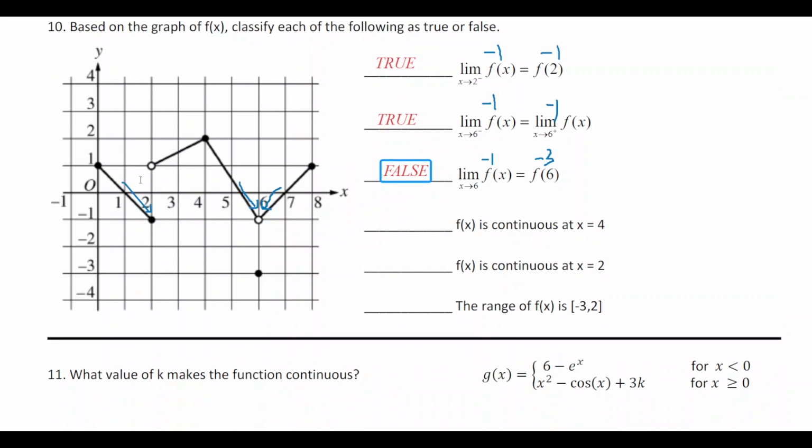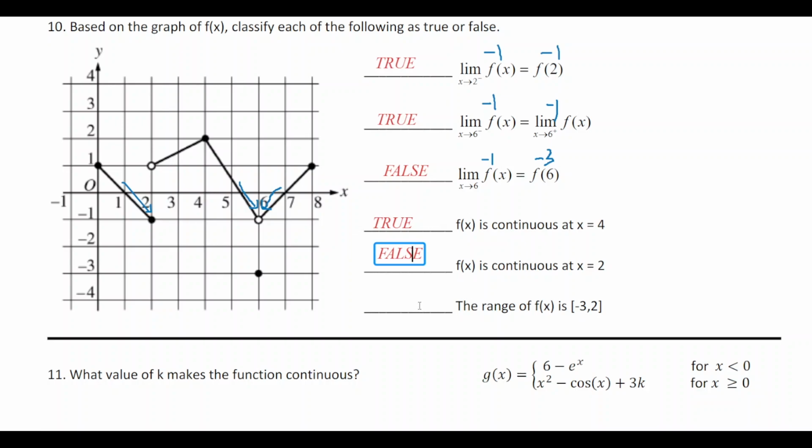Is the function continuous at x equals 4? Yes, absolutely. The left-hand limit and the right-hand limit are the same, and they're equal to the value of the function there. So that is going to be true. However, f of x is not continuous at x equals 2. The left-hand limit and the right-hand limit do not agree. So right away, we can say that it's not continuous. We don't even have to check what the value of the function is there.